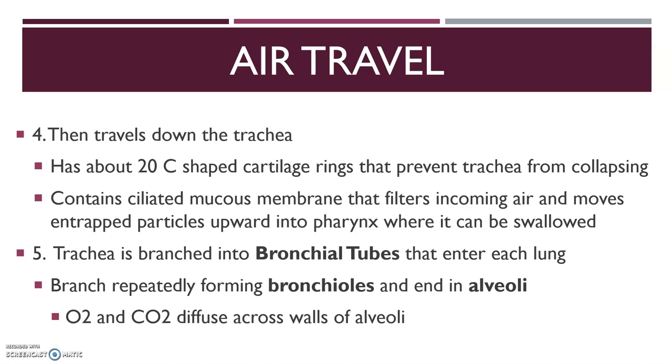The trachea is then branched into bronchial tubes that are going to enter each lung. Those bronchial tubes branch repeatedly, forming bronchioles, and then they're going to end in these sacs called alveoli. The alveoli are microscopic cavities or little sacs. Oxygen and carbon dioxide are going to diffuse across those walls of the alveoli, and then it's going to be in the lungs.